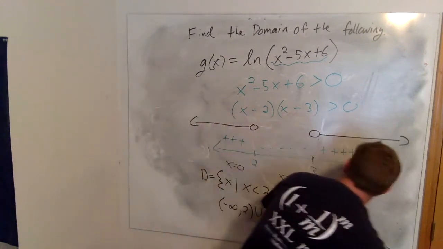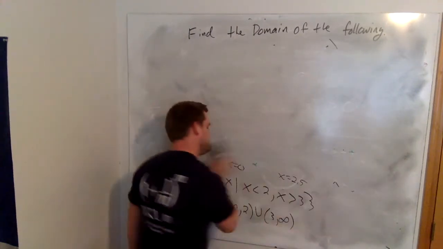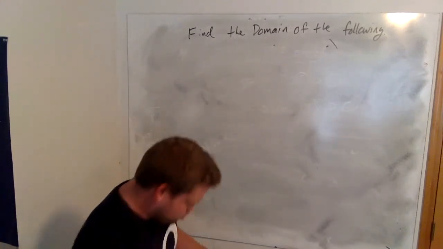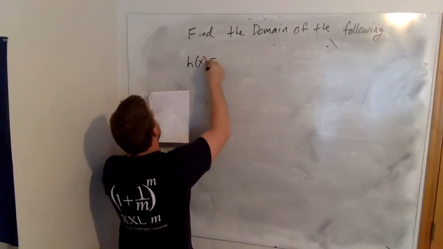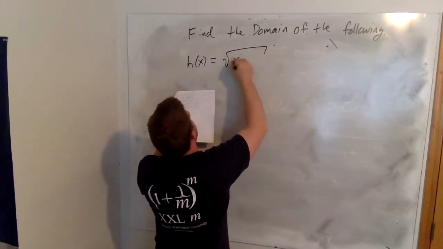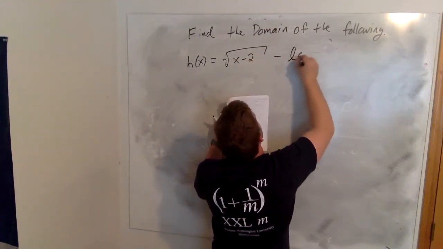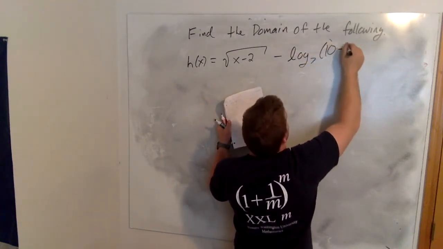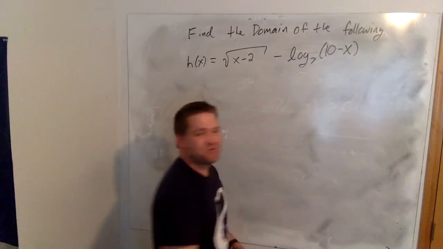Let's do one more. Okay, let's say, for example, we have the function h of x, and let's say that it's the square root of x minus 2 minus log base 7 of 10 minus x. Okay. Go ahead and pause the video and try to find the domain of this function.